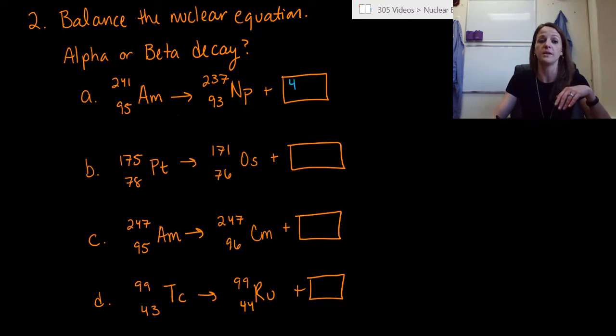Now we're going to look at the subscripts. We have 95 here for our reactant side, and we have 93 on our product side. So 93 plus something has to give us 95. The only answer we have there is 2.